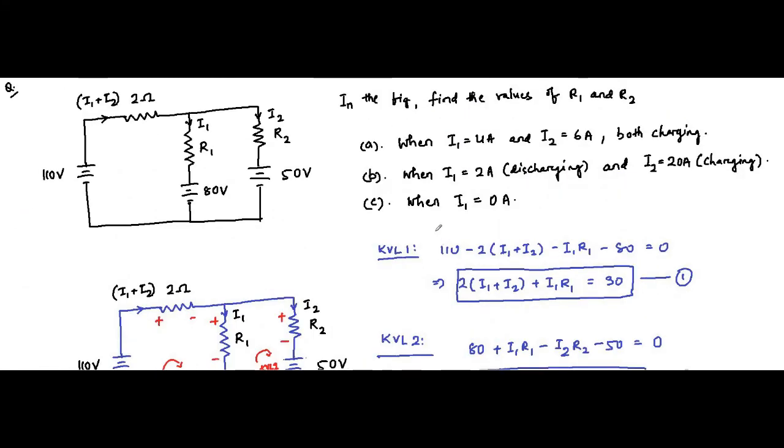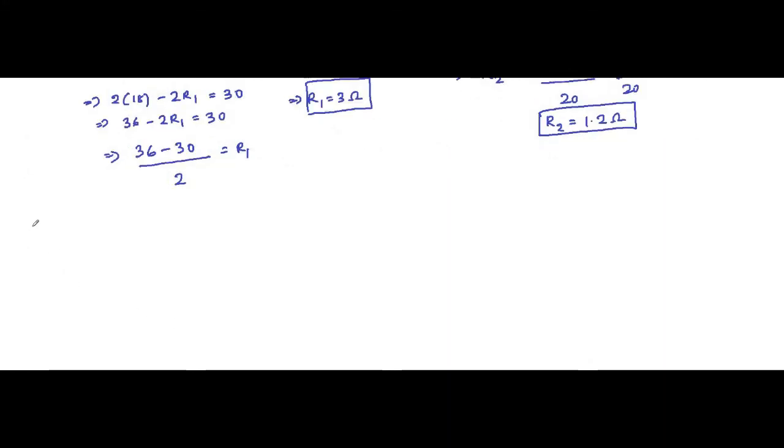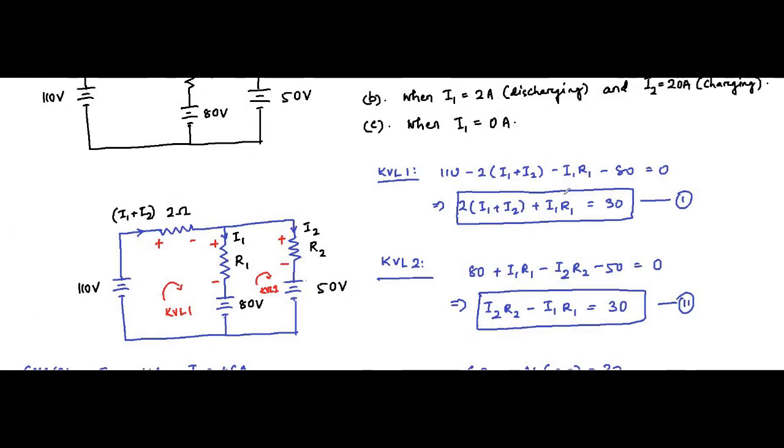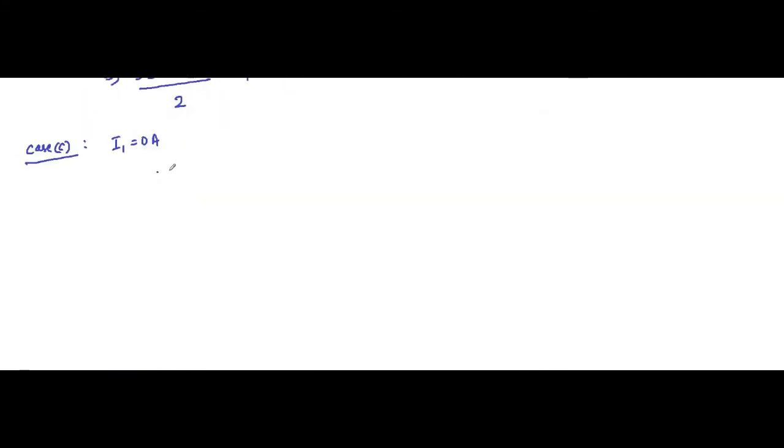Then we have case C, when I1 is equal to 0 ampere. Okay, case C, I1 is equal to 0 ampere. Only that is given. So we have to put it first in equation 1. I1 is equal to 0 ampere. So it will be only 2I2 is equal to 30 ampere, because I1 will be 0 here. Only we'll be left with 2I2 is equal to 30. Okay, so I2 will be 15 ampere. 2I2 is equal to 30, that implies I2 is equal to 15 ampere.